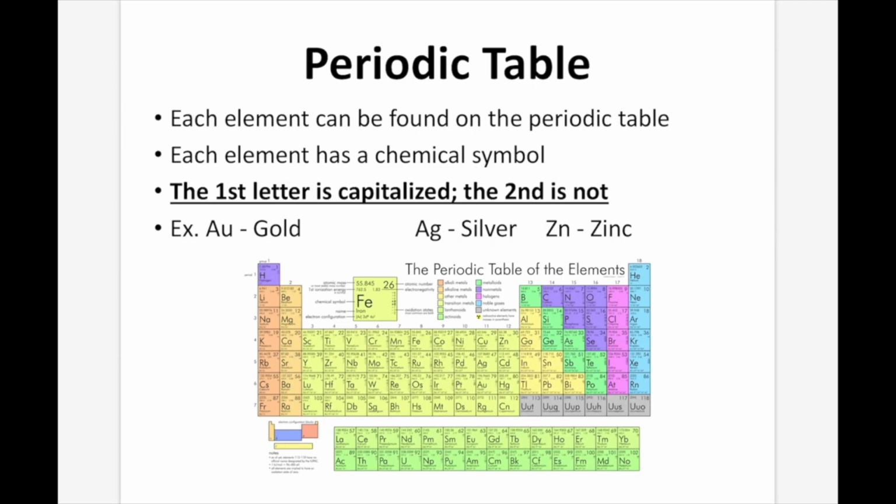Each element can be found on the periodic table and has a chemical symbol. The first letter is capitalized and the second letter, if necessary, is not. So for example, Au is gold, Ag is silver, Zn is zinc. All the elements that make up the universe as we know it are found on our periodic table.